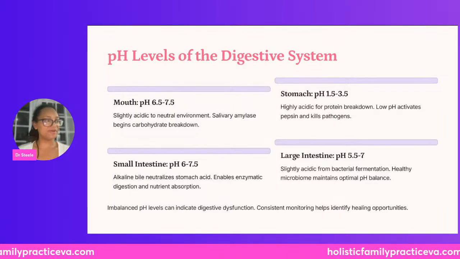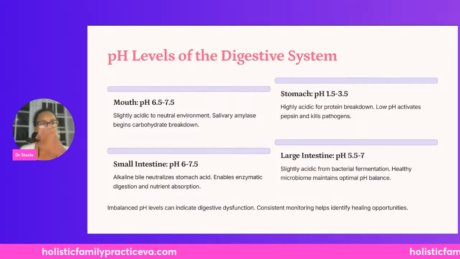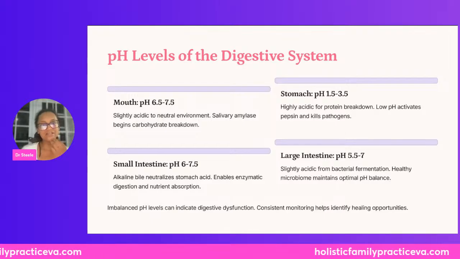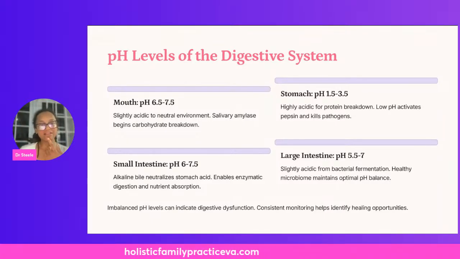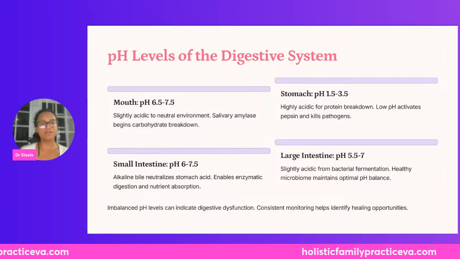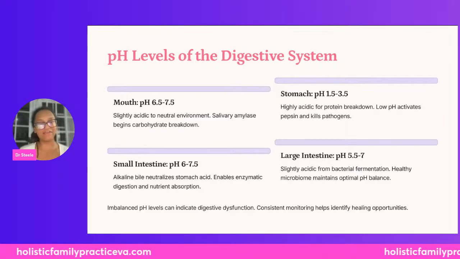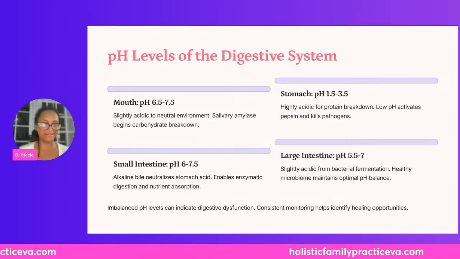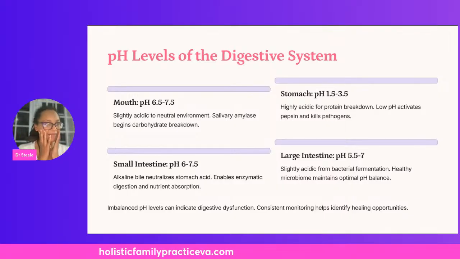All right. So jumping right into the pH levels of our digestive system. First things first, we want our mouth to be slightly acidic, but still neutral to the environment. The reason for that is we need salivary amylase to break down our carbohydrate nutrients. So we need to get our pH levels to 6.5 to 7.5. On the high side, I like it around 7.2, quite personally. So we want more alkalinity in the mouth.